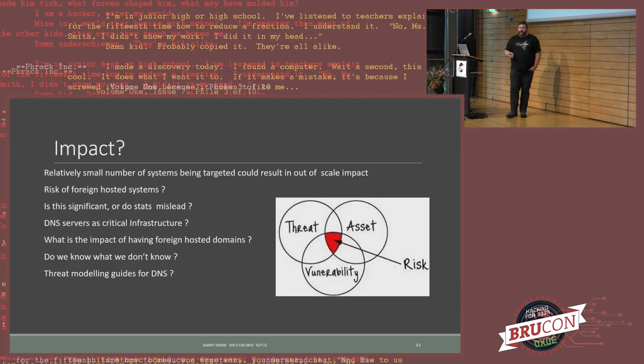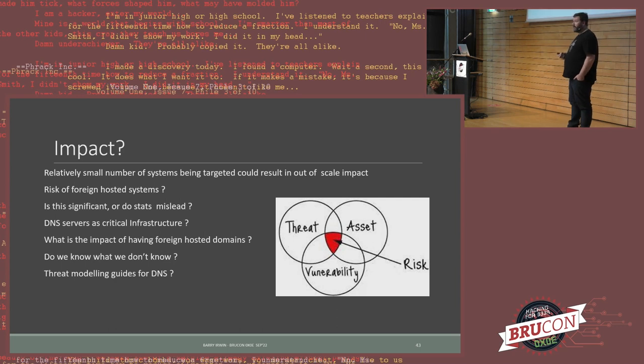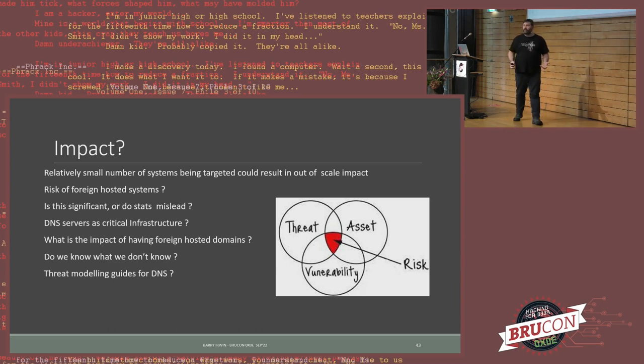So what is the impact? We're looking here at the red spot, where we have an opportunity for a threat against an asset, and there's a vulnerability. That is ultimately what we need to start thinking about. What is the impact? And I'll be the first one to say I don't have any hard and fast answers, other than maybe we should start talking about this as a potential threat. Ultimately, a relatively small number of servers can result in a large-scale impact. So think of this as asymmetric warfare. Why take out thousands of systems when you could maybe take out 200 or 300 core systems around the world and do a significant amount of damage crippling the internet?